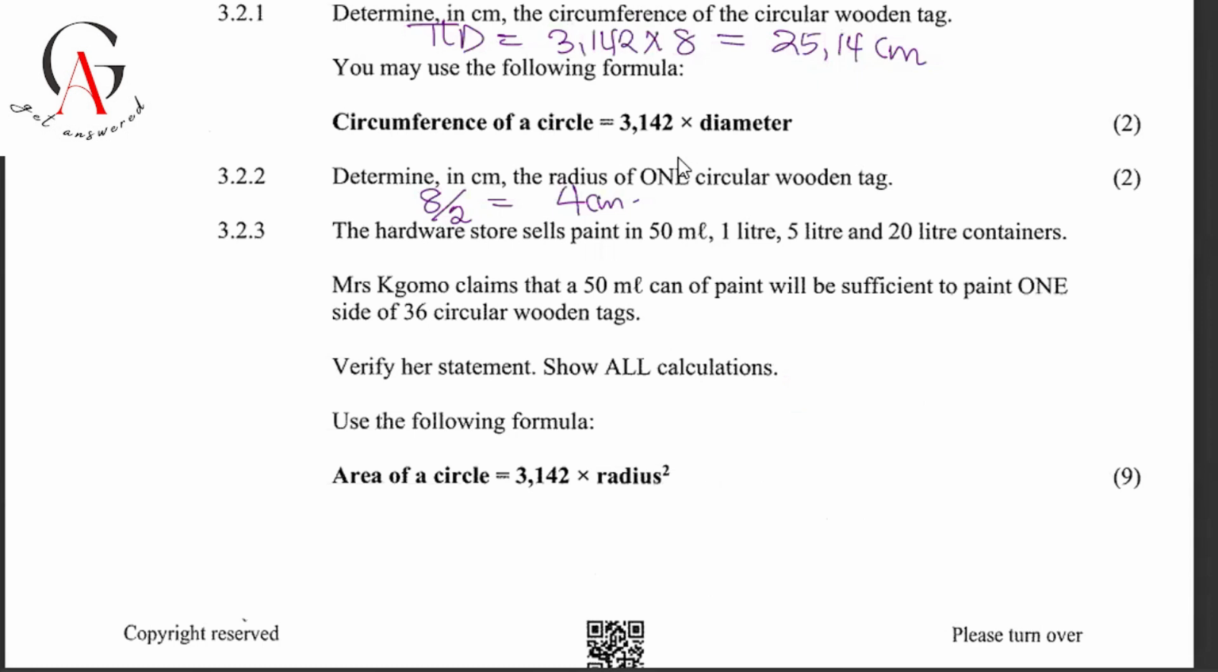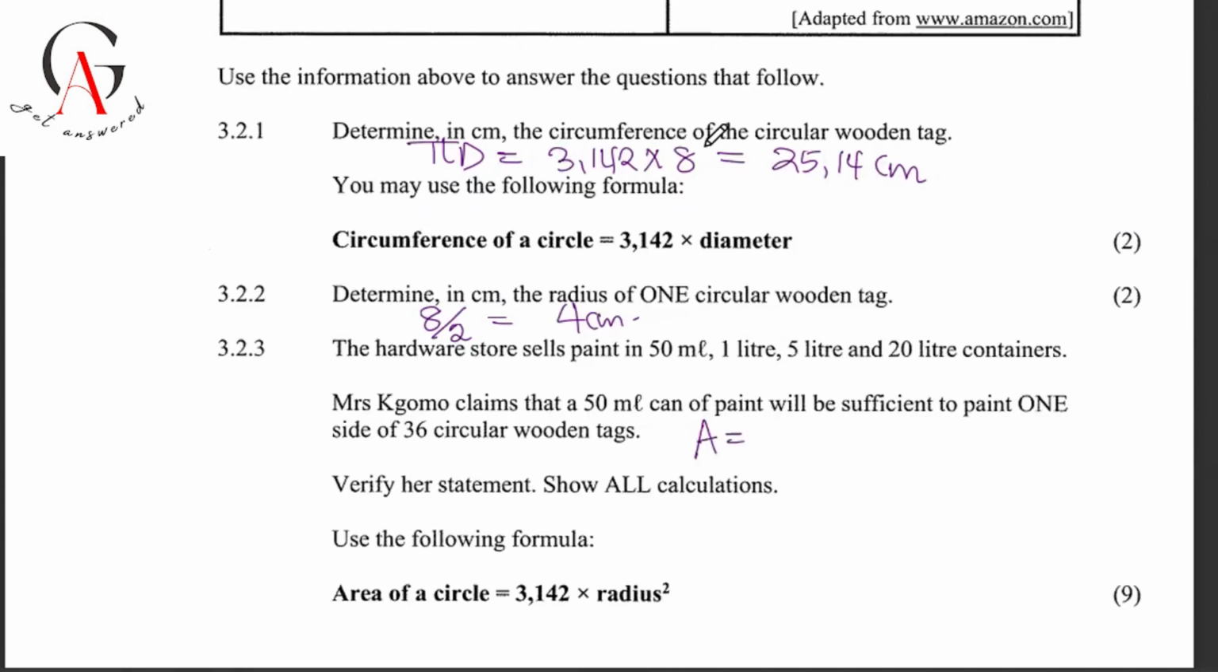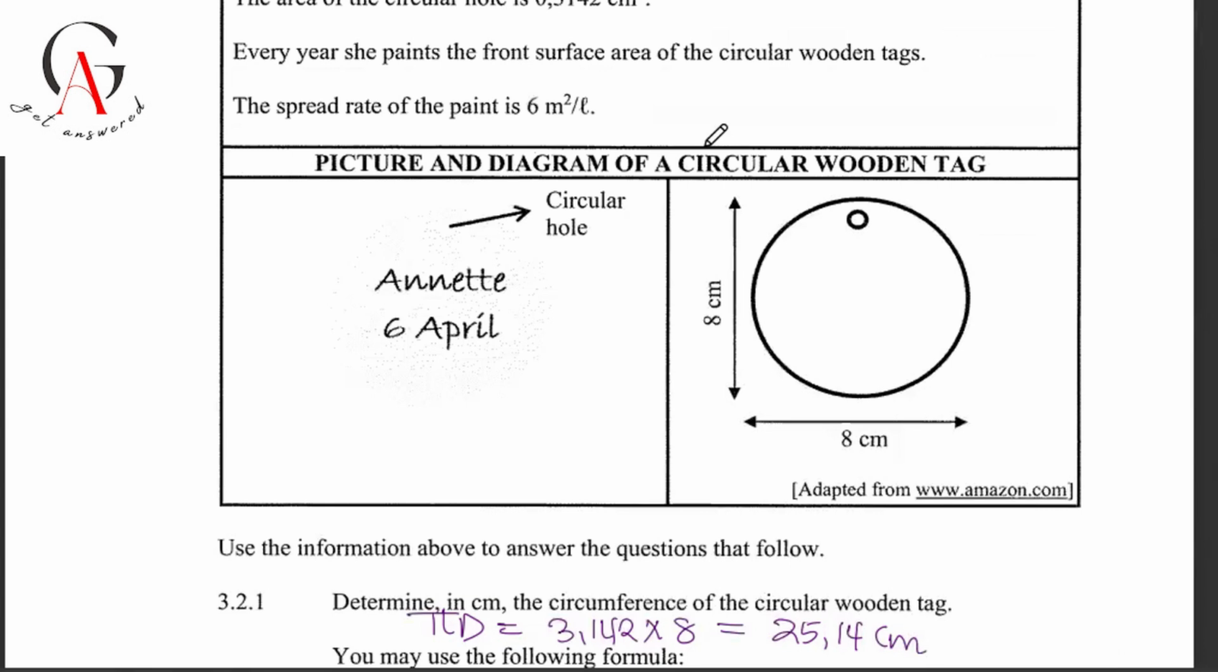Then we are looking at 3.2.3. It claims that a 50 ml can of paint will be enough to paint one side of 36 circular wooden tags. Verify her answer showing all calculations. Now, first and foremost, we need to find the area, and it has to be in meters, because the spread rate is in meters.